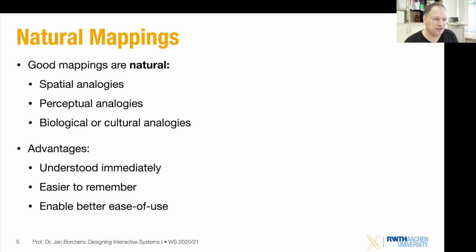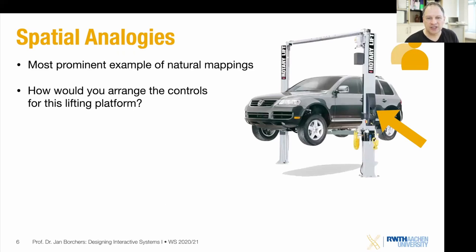Let's go through each of these in order: spatial, perceptual, biological, and cultural. The first one is actually the easiest to understand. It is also the most common one. Spatial analogies are going to be given to you in this example here.